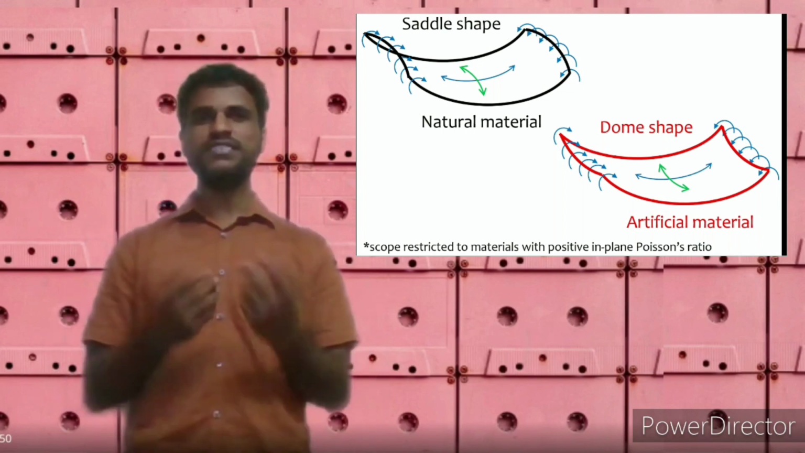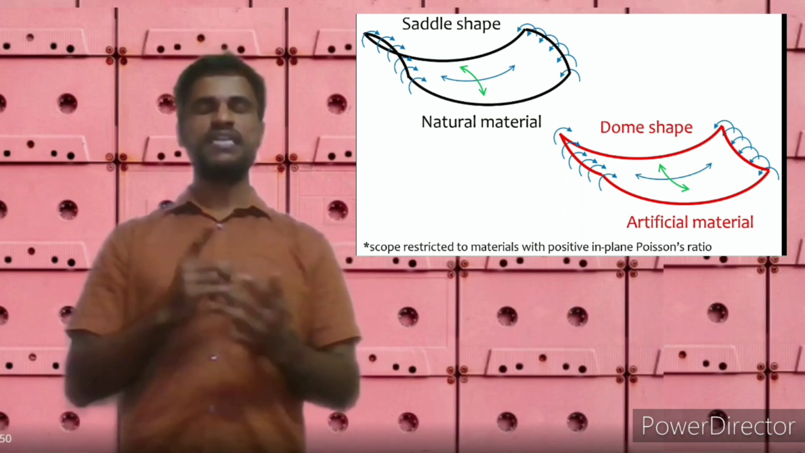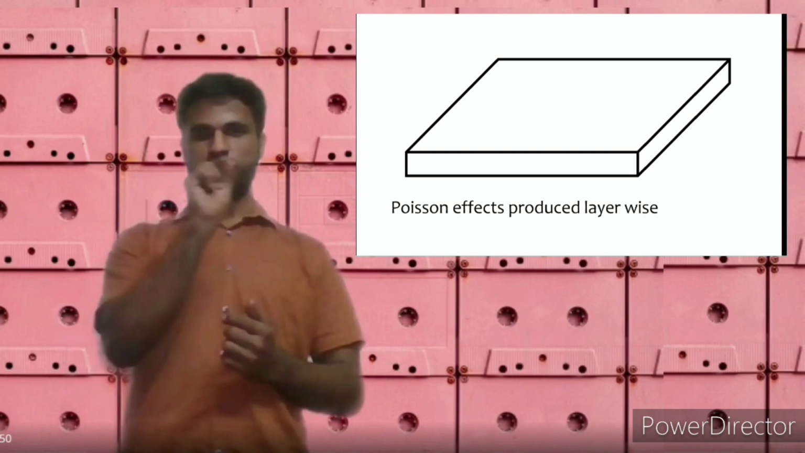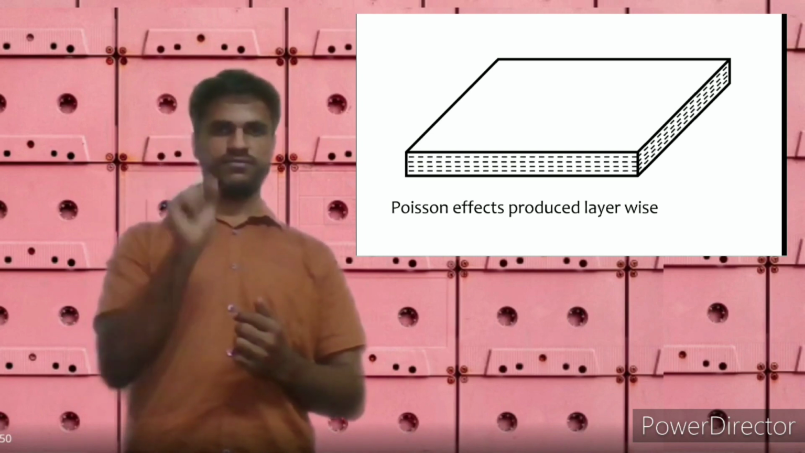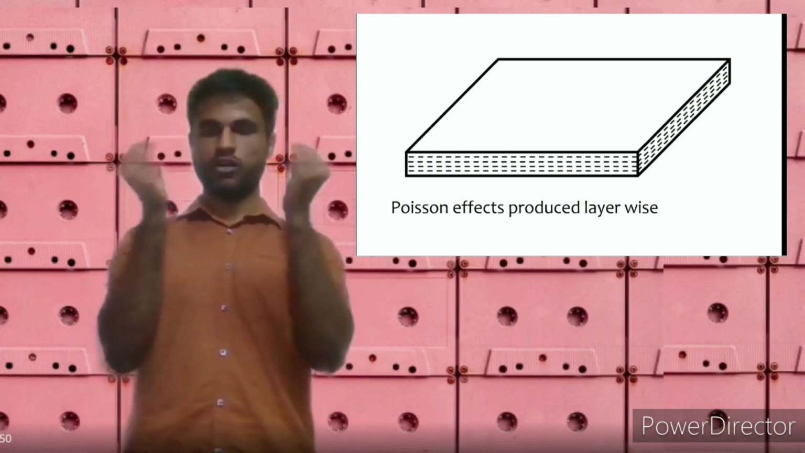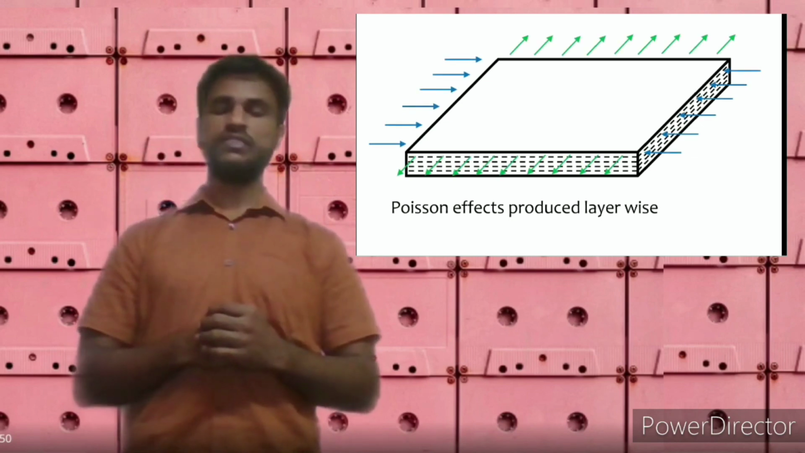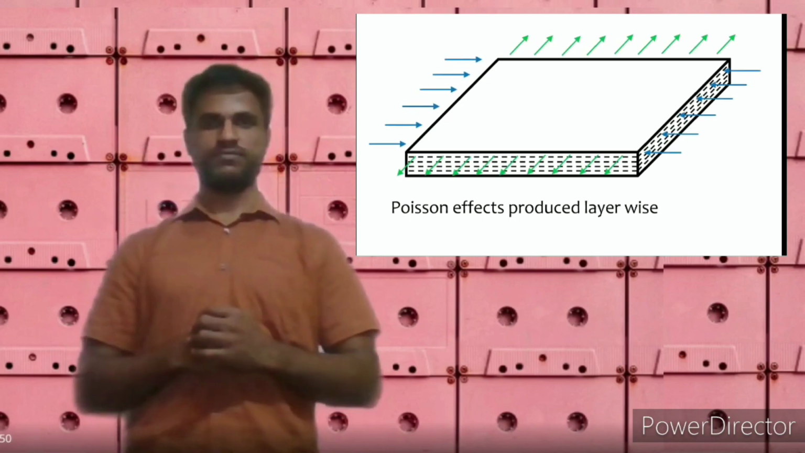But what causes this peculiar behavior? Let us try to understand this. A plate is made of many layers through the thickness. When we strain the topmost layer, the Poisson effects are produced in the same layer. This is the case with any layer of the plate.